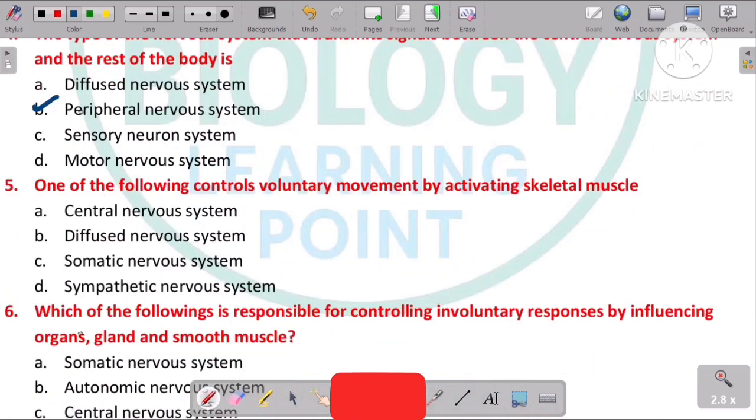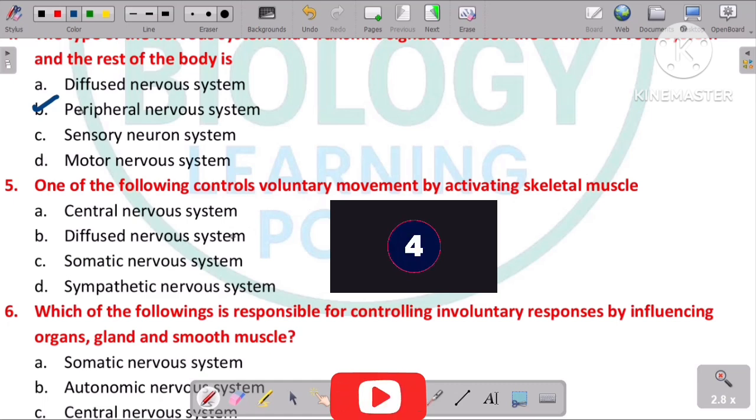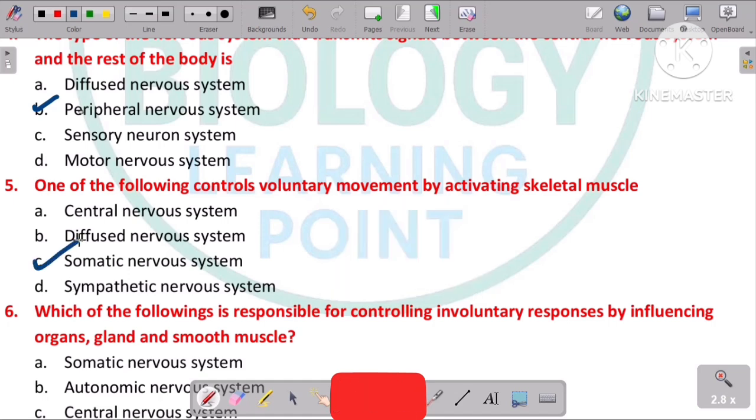So the next question is: which one of the following controls voluntary movement by activating skeletal muscles? So the options are. So the right option is option C, somatic nervous system.